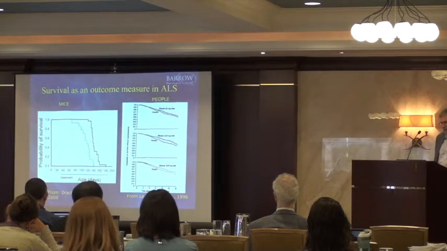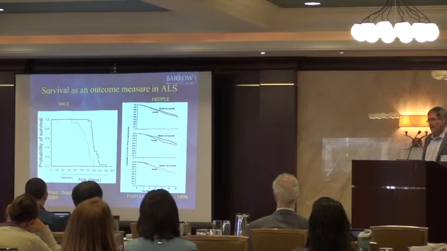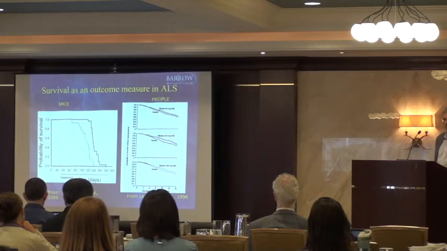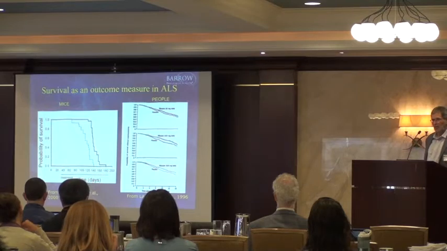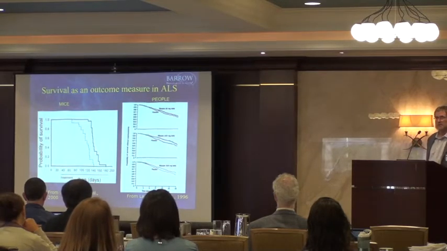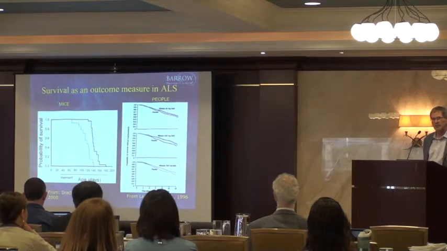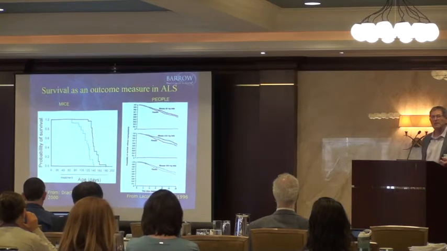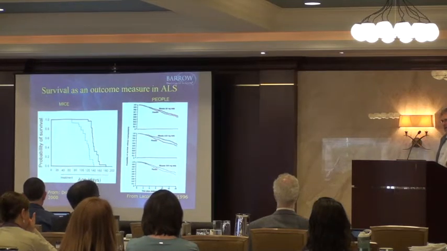In contrast, the graphs on the right are survival events in the phase 3 study of Riluzole in ALS, which was an 18-month study, where if you look at the end of the study, 60% of the patients are still alive, which means that those patients contributed not at all to your evaluation. They did not have events. And the difference in the number of events between the treated patients and the non-treated patients is incredibly small.